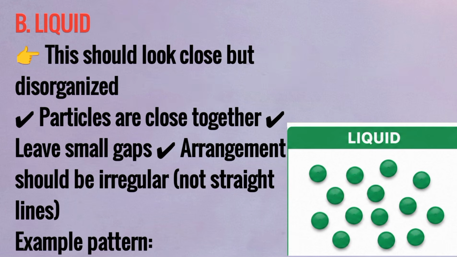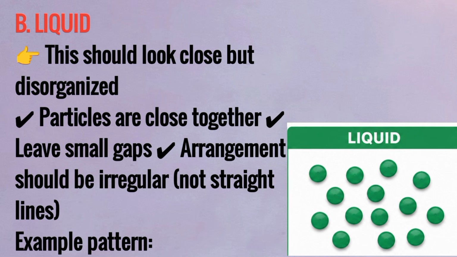Then on the part of liquids, here we are going to arrange them to look close but disorganized. The particles are close together. We are going to leave some small gaps from one particle to another. The arrangement should be irregular, not straight lines. So an example is there, you can see how you're supposed to arrange the liquid part.